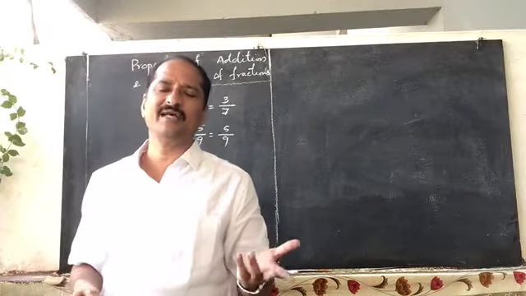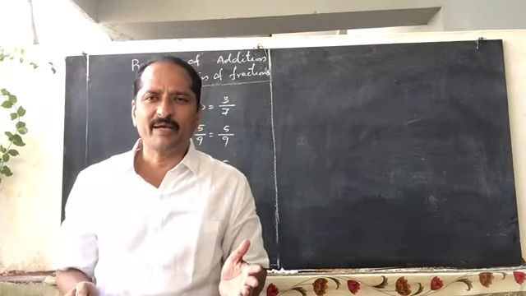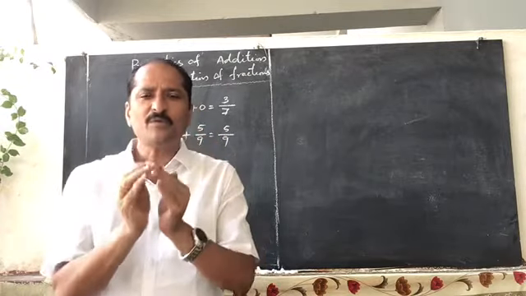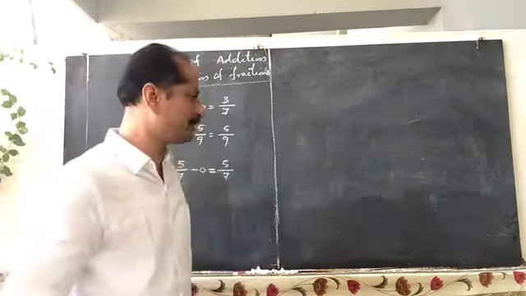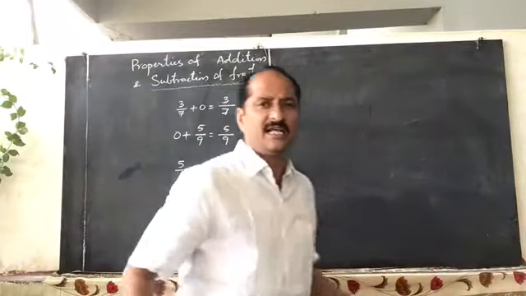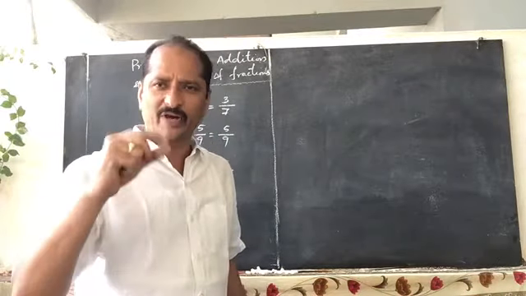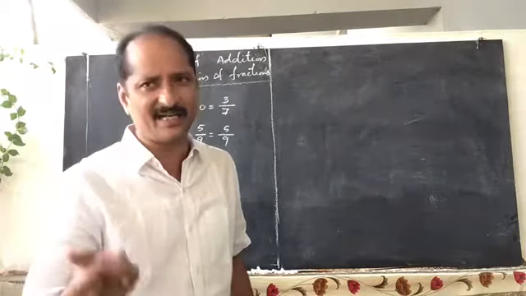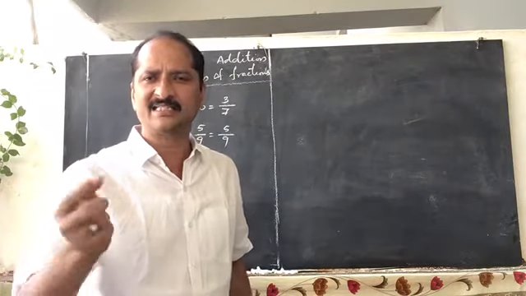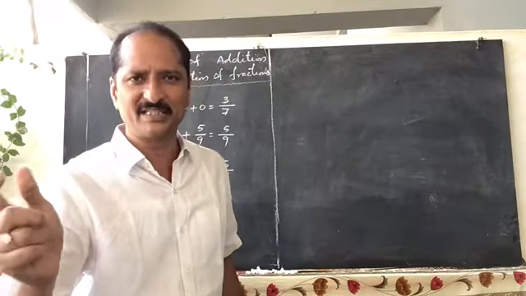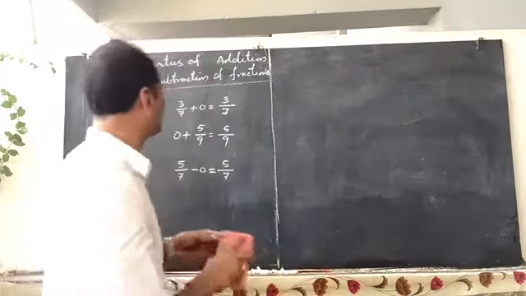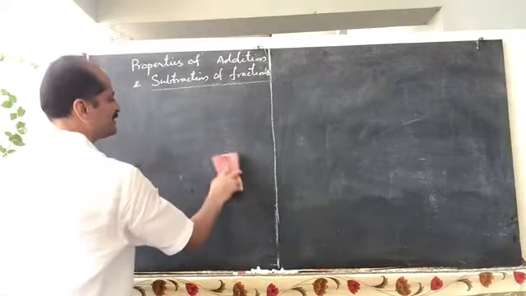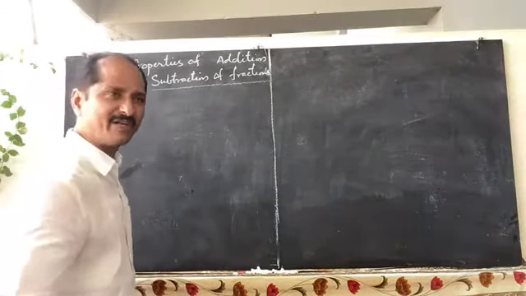We can call them commutative property and associative property. So what does commutative property mean? If we add two fractions in any order, the sum doesn't change. You will get the same sum. If you add two or more fractions in any order, the sum will be the same.